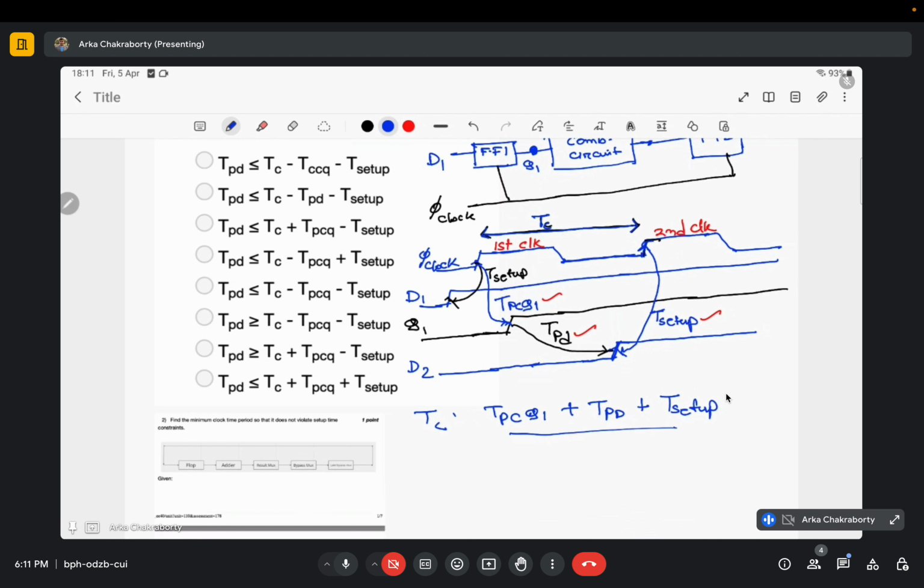So my TC should always be greater than or equal to these 3 delay terms. If my TPD is such that it exceeds this, then it won't be able to capture properly in the rising edge of the second clock. Therefore, what would be TPD? TPD would be less than or equal to TC minus TPCQ minus T setup.